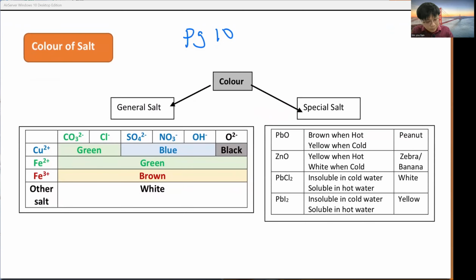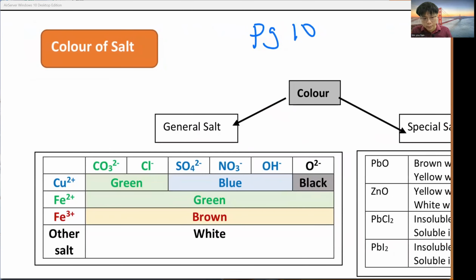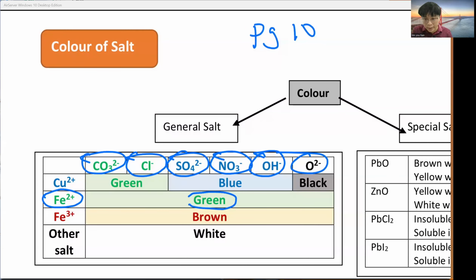Now for page 10, very simple. We go for the simple one first. Now, okay, we go through first. Any salt with iron 2 will be all green color. No matter iron 2 carbonate, iron 2 chloride, iron 2 sulfate, nitrate, hydroxide, oxide, it is all green color. Okay, you see all green will be iron 2 in it. No matter what iron 2 turns to, also green color.